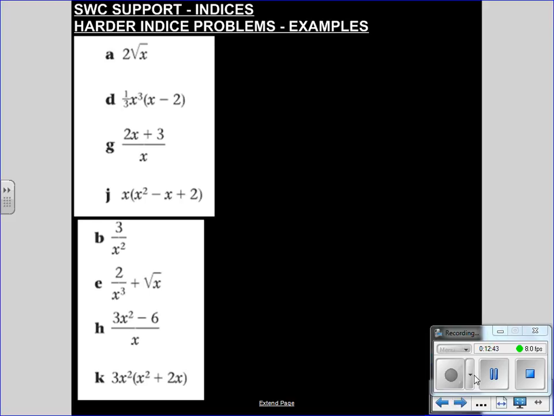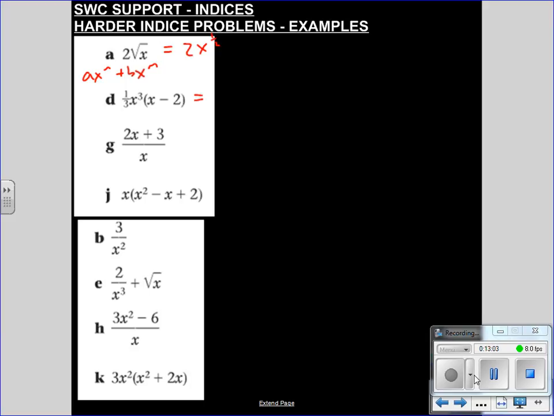Last set. So, harder indices problems, sorting out all of our indices. Okay, so I want to write this in the form ax to the n plus bx to the m, okay? So first one, that's obviously half the square root, so that's half, isn't it? So that's 2x to the half.